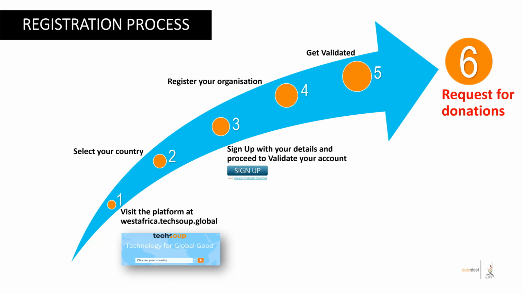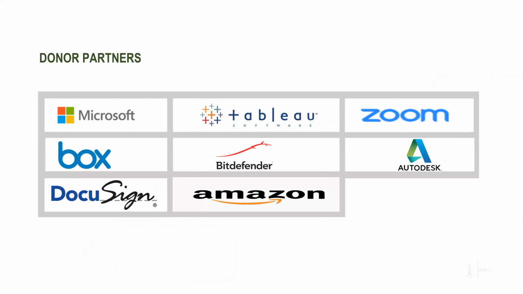These are some of the partners under the Techsoup donation program. That means they give us the applications that we serve the region with. So Microsoft is one of them, Tableau is one of them, Zoom is also one of them, Box for backup and cloud computing, DocuSign, Bitdefender, and then Amazon. All these giants are there. We have recently added Google to the donor partners, and they launched in Ghana and Nigeria for the start. So I will speak briefly on that as well.